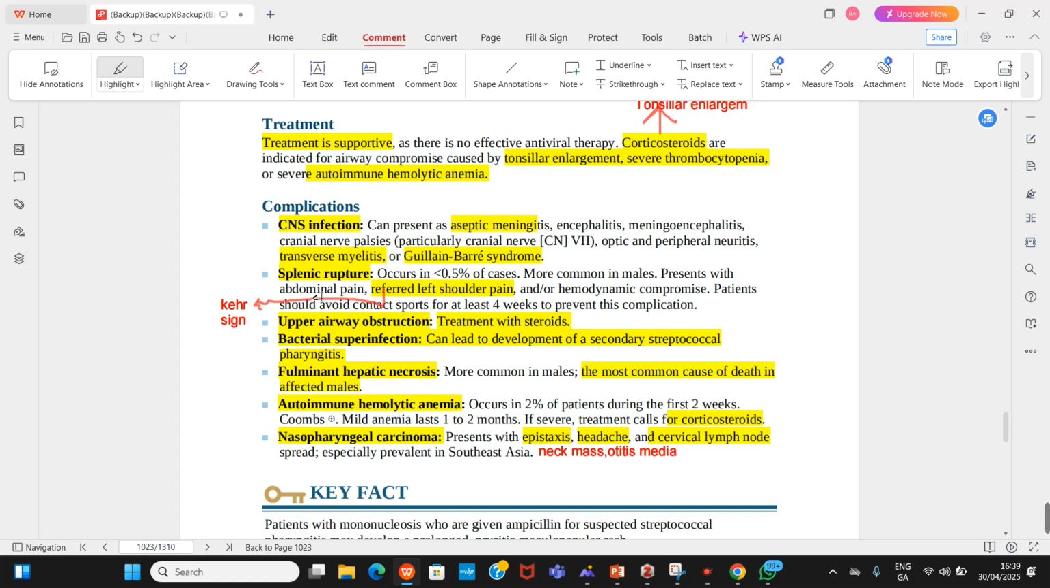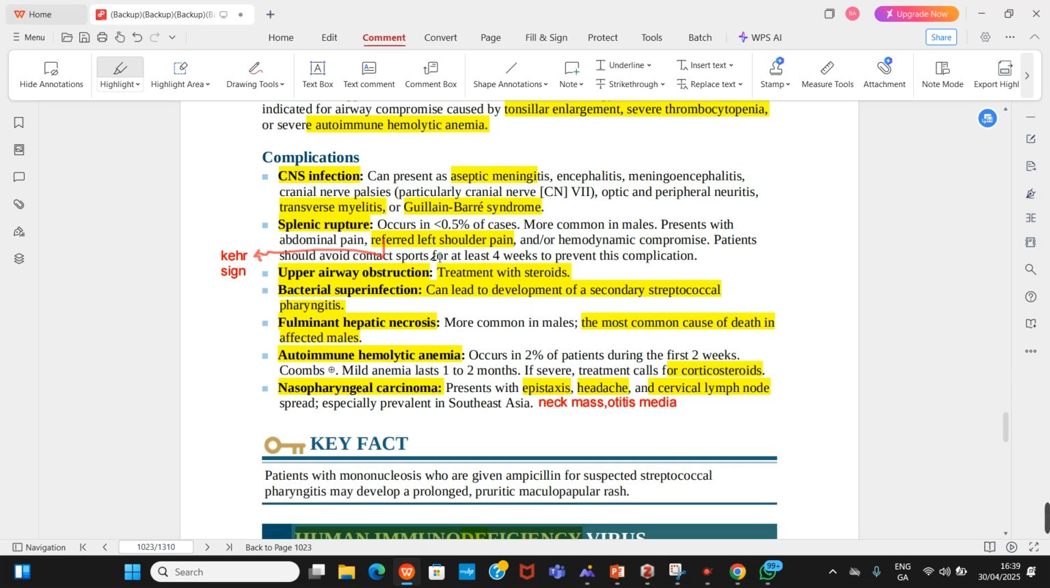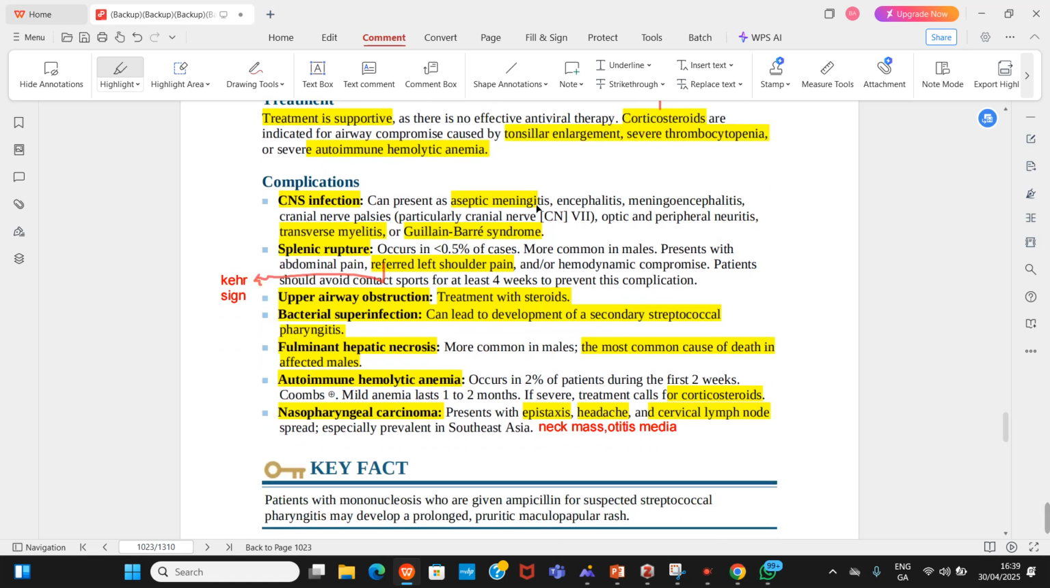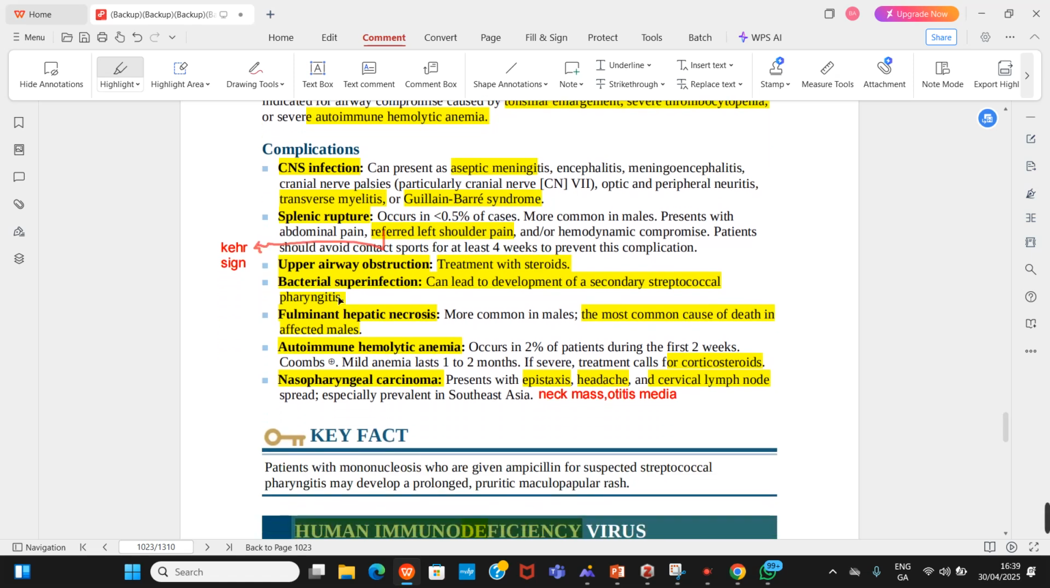If it ruptures, they can have bleeding into the peritoneum, with referred pain to the left shoulder. So don't do any contact sports. Don't play football or basketball for 4 weeks. It can cause upper airway obstruction due to tonsillar enlargement, and we have said you have to give them steroids immediately. There could be bacterial superinfection because of the inflammation in that area, like streptococcal pharyngitis.